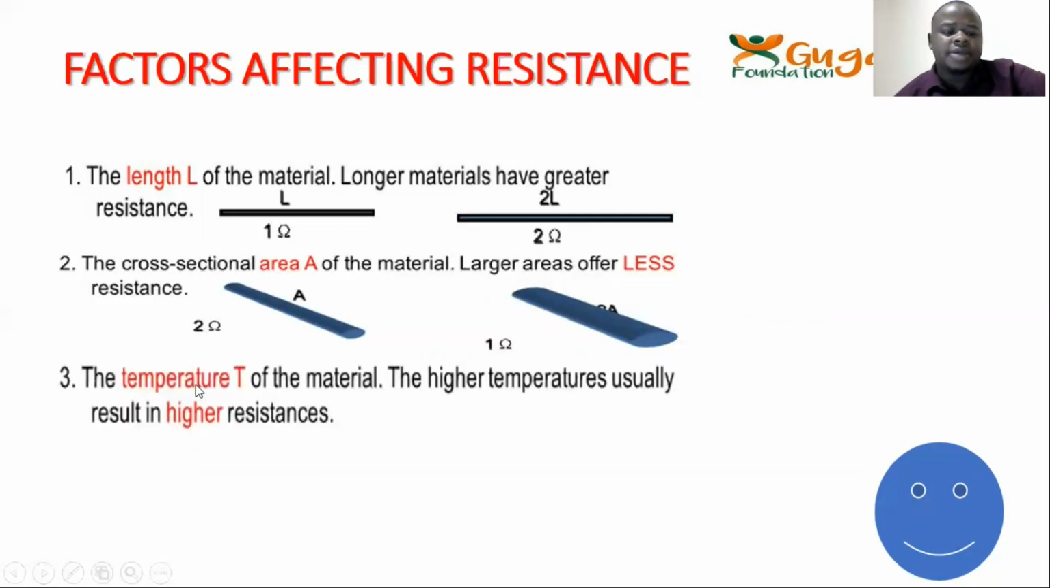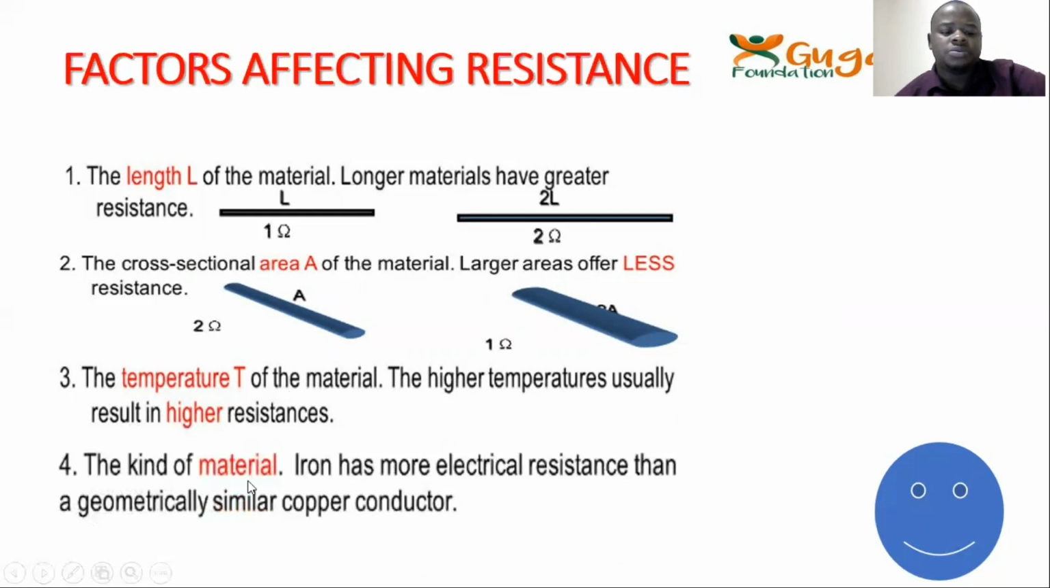And now the other thing is the temperature of the material. Higher temperature usually results in higher resistance. You'll see this using Ohm's law. Then the kind of material, the type of material: iron has more electrical resistance than a copper conductor.